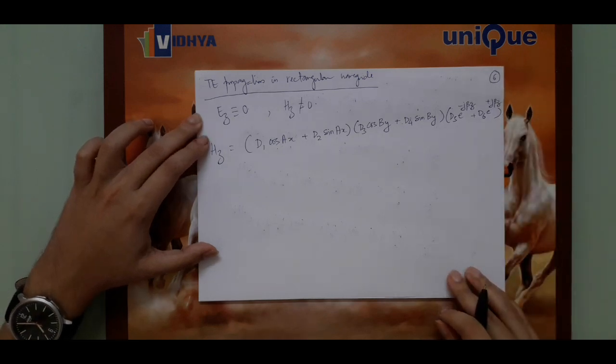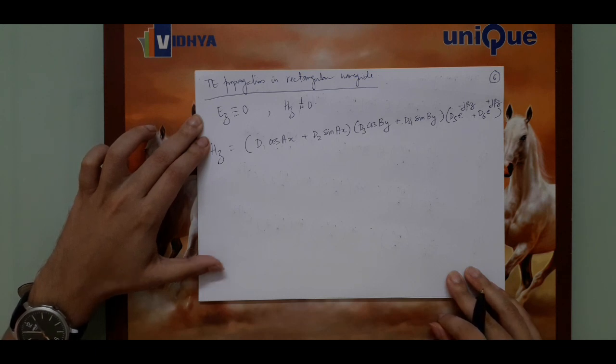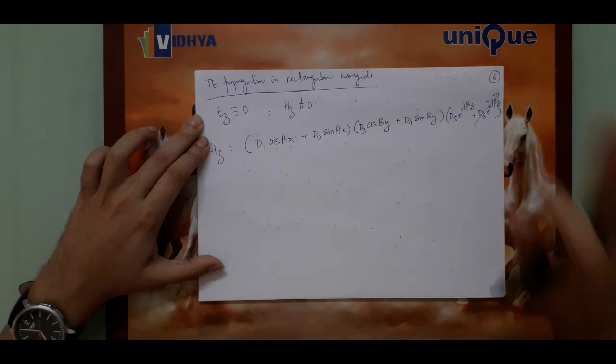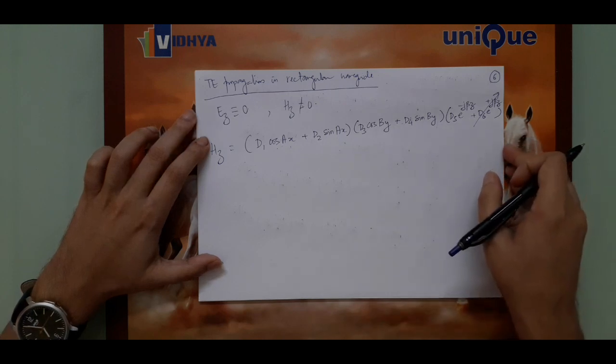This is what it will look like. So again, we can make D6 as 0 and remove this term, and we can again try to apply the boundary conditions.